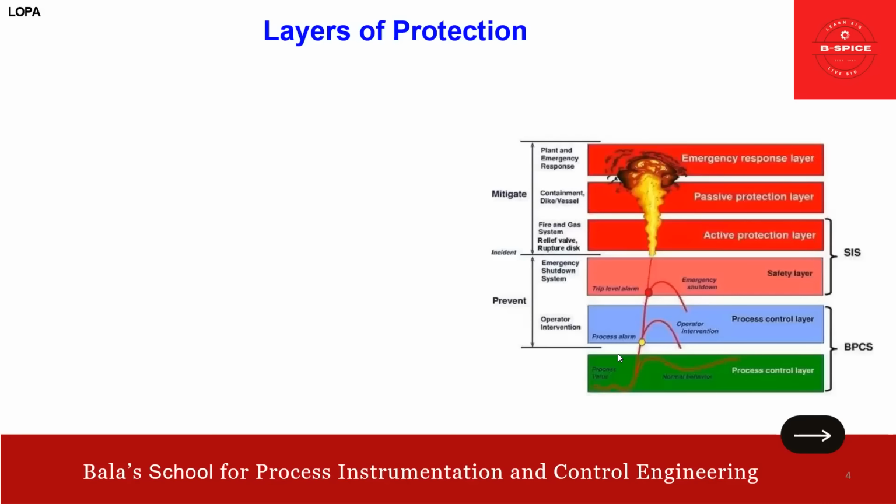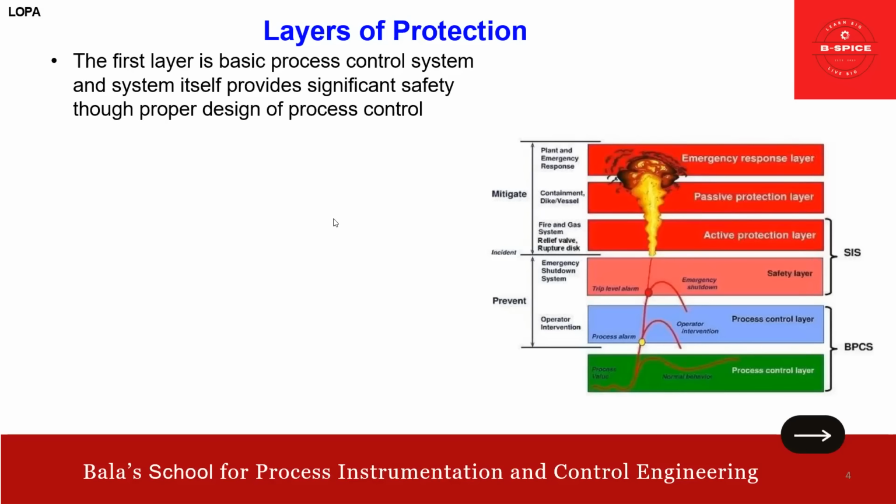Now, this is a very important one, friends. As you can see here, we have a BPCS. What is that? Basic Process Control System. Then you have a SIS, a passive protection layer, here active, here passive, and the final one is emergency. The point here is that these three layers are preventing the safety hazard. But here it's all mitigation. The incident has already occurred. This is a mitigating layer. So we'll see them one by one.